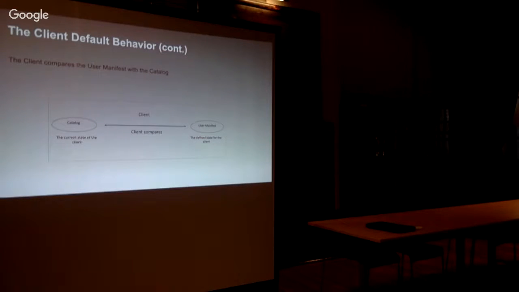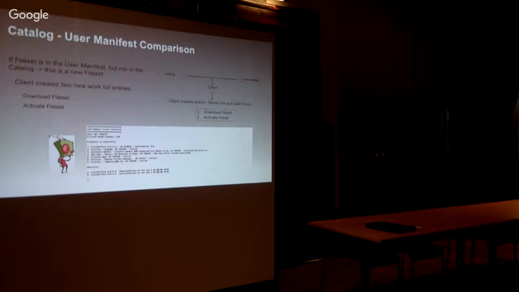In the new manifest, there's a file set missing, because you said, no, I don't want to have that version installed on the work machine, and then we'll automatically create a work list where it says delete that. So first deactivate it, and then delete it. So that's the figure here.